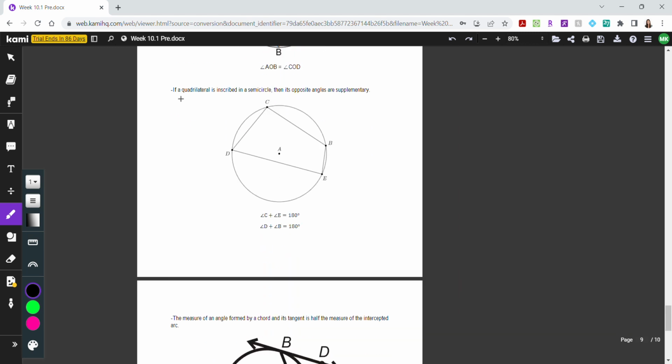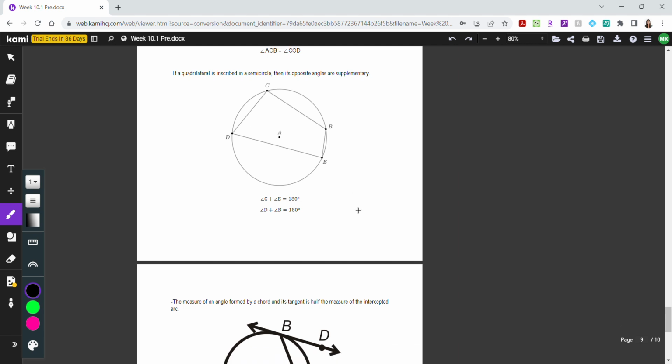All right. Now, if a quadrilateral is inscribed in a semicircle, then its opposite angles are supplementary. What this essentially means is that angle C and angle E would equal 180 degrees if you add them together, and then angle D plus angle B, when you add them together, would equal 180 degrees. We will use that information again to find the angle at certain points of the shape.